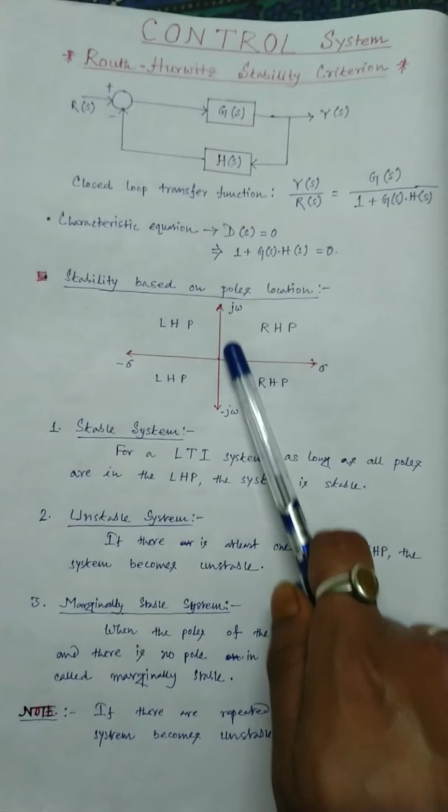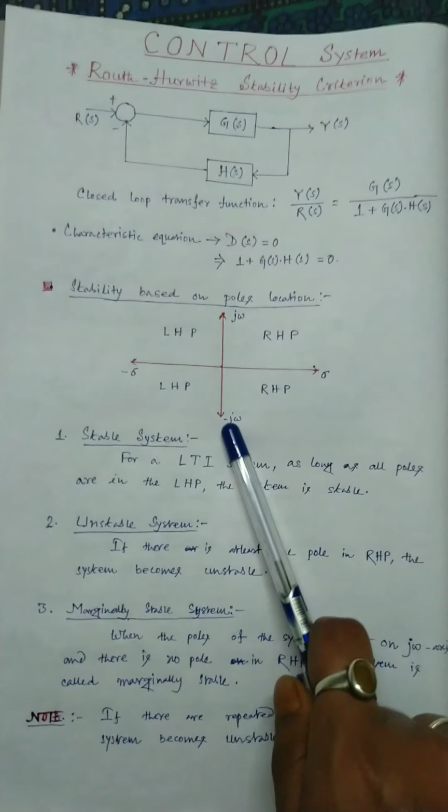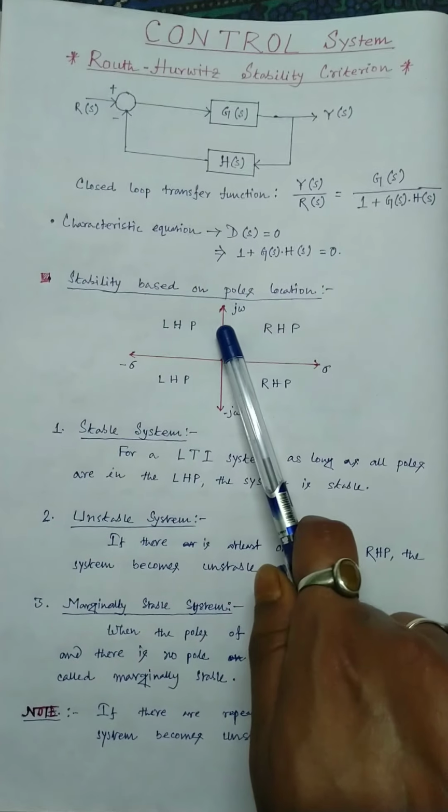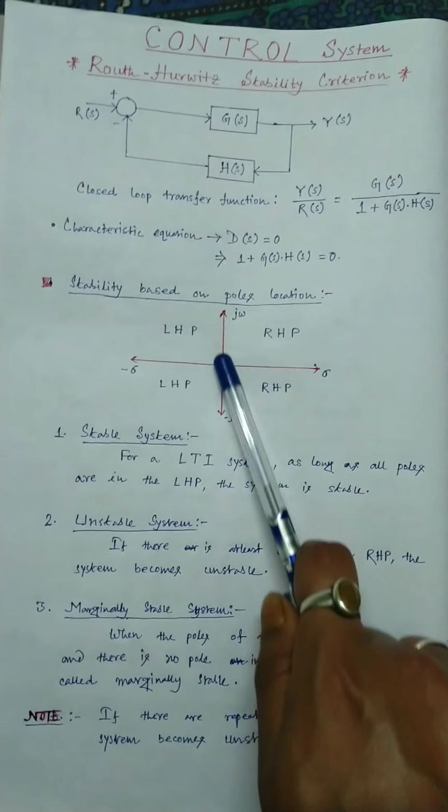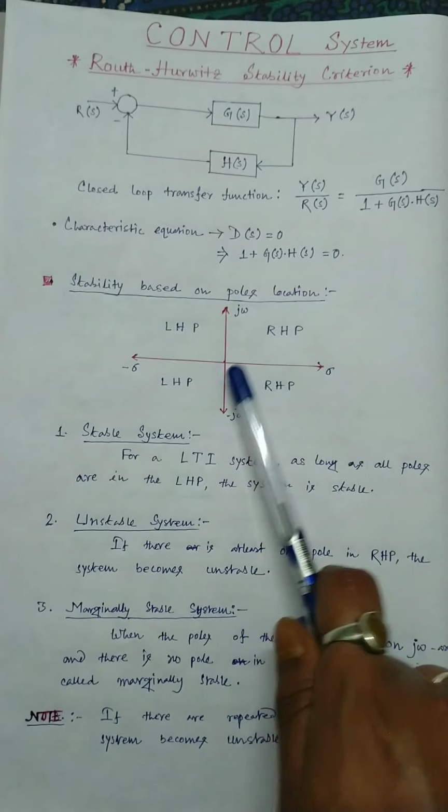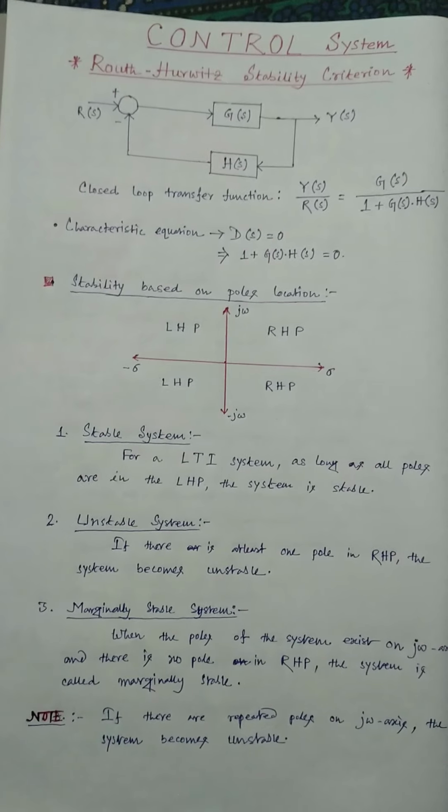If there are repeated poles on any point on this j omega axis, then the system becomes unstable.